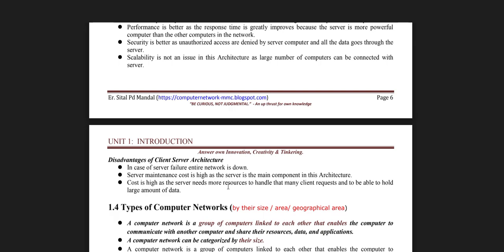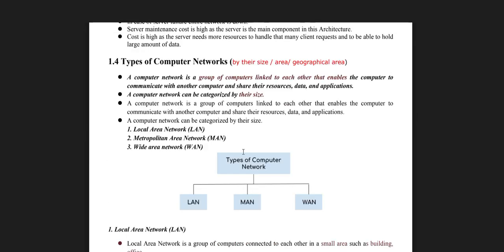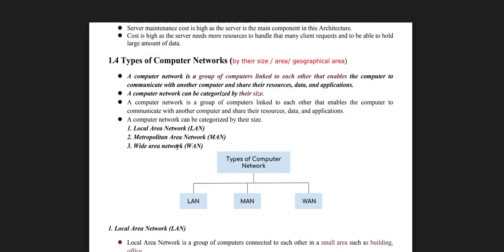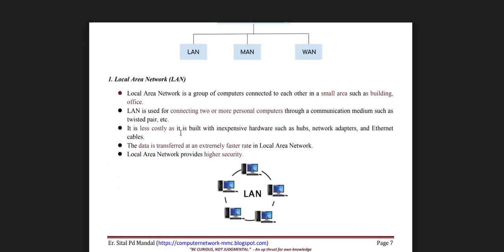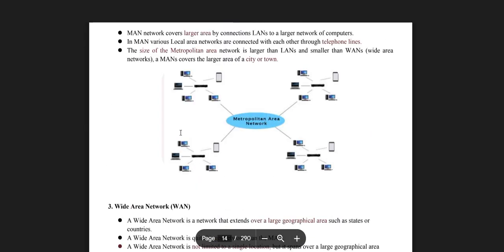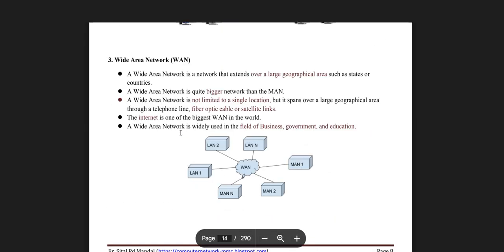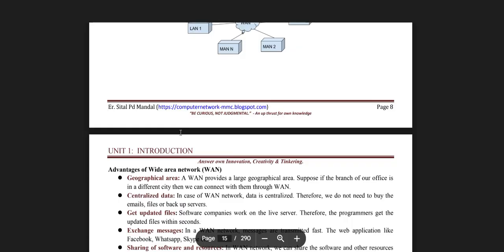Types of computer network: a computer network is a group of computers linked to each other that enables the computers to communicate with one another and share their resources, data, and applications. A computer network can be categorized by size: local area network (LAN), metropolitan area network (MAN), and wide area network (WAN).